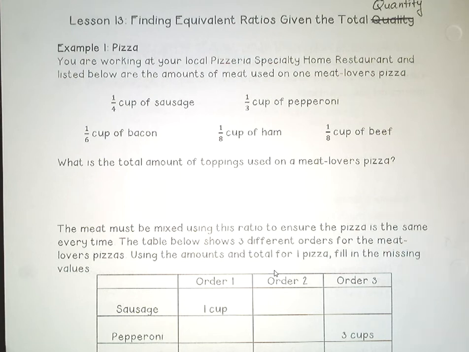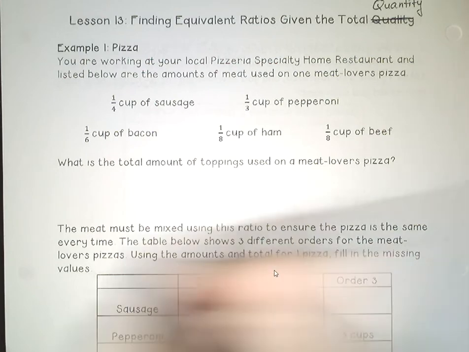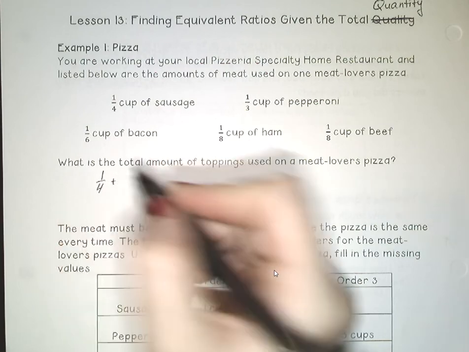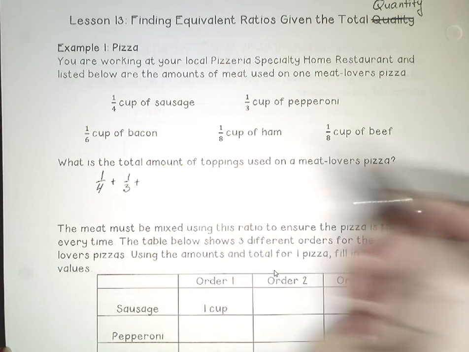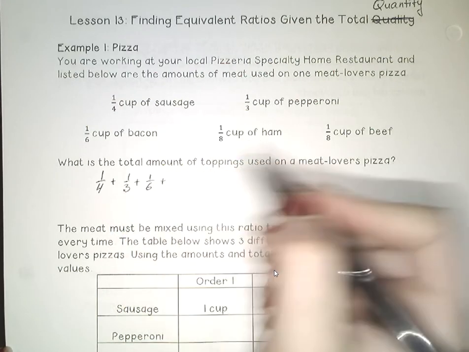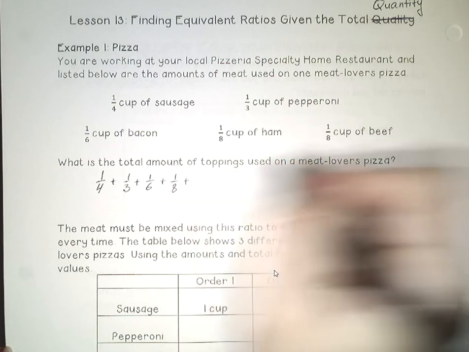Okay, so we are on example 1, pizza. You're working at your local pizzeria specialty home restaurant, and listed below are the amounts of meat used in one Meatlovers pizza. So we have 1/4 cup of sausage, 1/3 cup of pepperoni, 1/6 cup of bacon, 1/8 cup of ham, and 1/8 cup of beef. What is the total amount of toppings used on the Meatlovers pizza? How do I find the total number of toppings? I would add them all together, right? So I will use 1/4 plus 1/3 plus 1/6 plus 1/8 plus another 1/8.